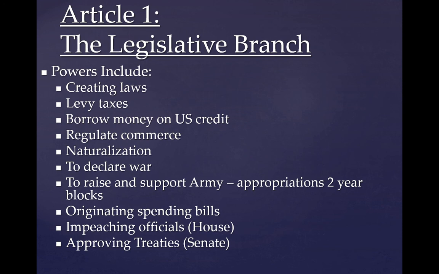and these appropriations come in 2-year blocks, which is really important because every 2 years it needs to be reappropriated, and that can become a bit of a deadlock in Congress as far as getting these things passed. Also, this is where spending bills originate. So as far as appropriation of money goes and where it's going to go throughout the country, but they also deal with impeaching officials, which is the House of Representatives' role, and approving treaties, which is the Senate's job.